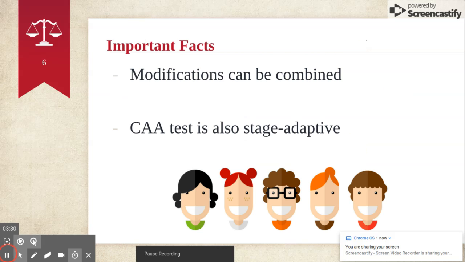Some important facts. Modifications can be combined, and it is important to know that the administrator of the CAA can use their professional judgment to ensure that these modifications meet the student's IEP plan. The CAA test is also stage adaptive. This means that based on whether the students respond correctly or incorrectly will affect the amount of questions that are asked.